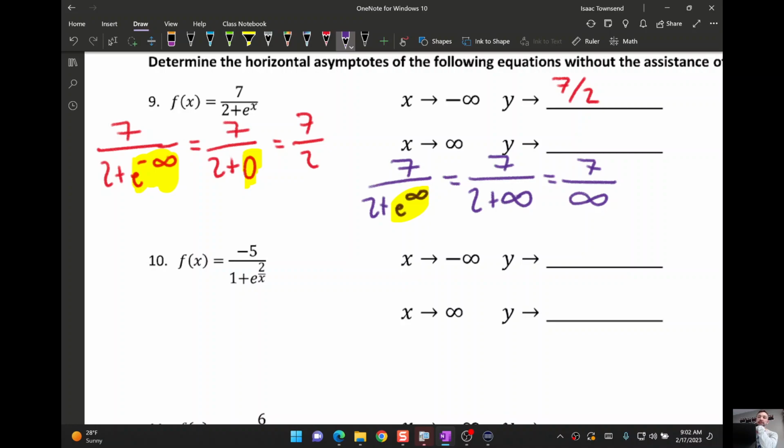And then what about this? If your numerator is stuck at 7 and your denominator just keeps getting bigger, what does this whole thing go to? 0. Very good. So whether it's 1 over infinity, 5 over infinity, 7 over infinity, but if your numerator is stuck still and your denominator is still growing, that heads to 0.